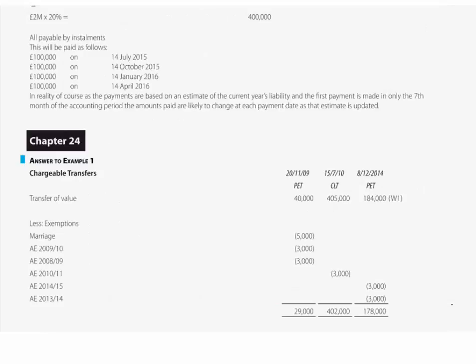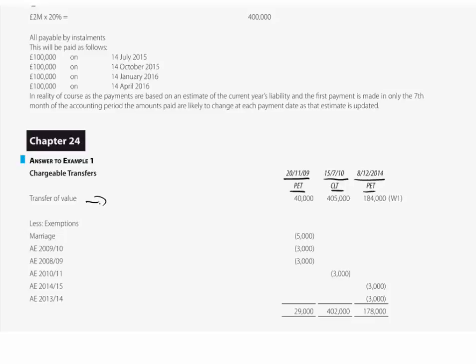Okay, well, hopefully by the time you look at this, you've already done your calculation of the chargeable transfers, and your working is looking pretty much the same as the one that you see here. Headed up chargeable transfers, we need to record PETs and CLTs in chronological order: November 09, July 10, December 14. What were they? PET, CLT, PET.